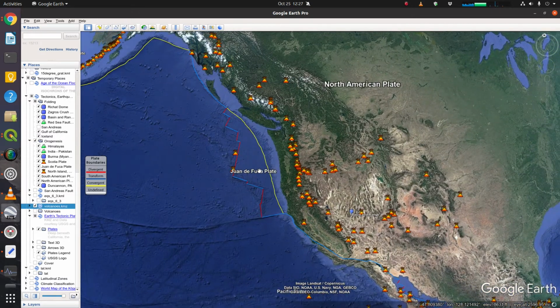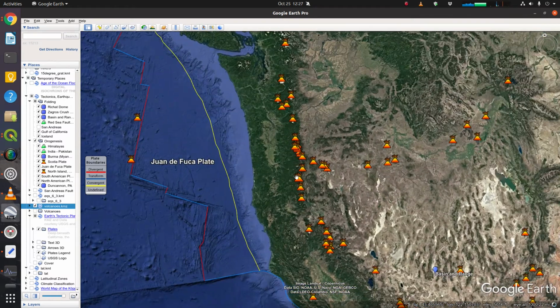Same thing over here. This is the Juan de Fuca plate. This is the yellow, again, a convergent boundary where the plates are coming together. Red is a divergent boundary. So this part is moving to the east. This part is moving to the west. The Juan de Fuca plate is moving underneath the North American plate, and then giving rise to the Cascadian volcanoes.